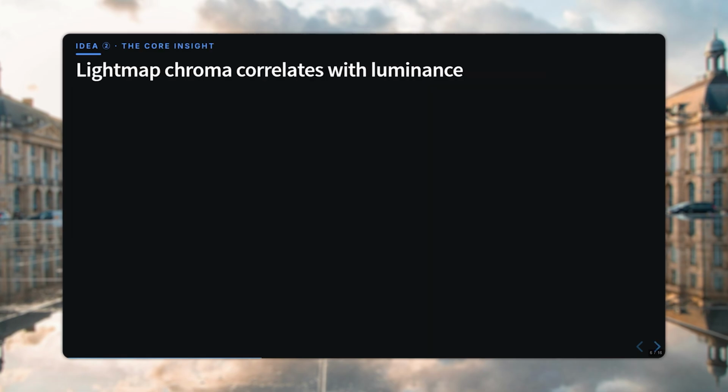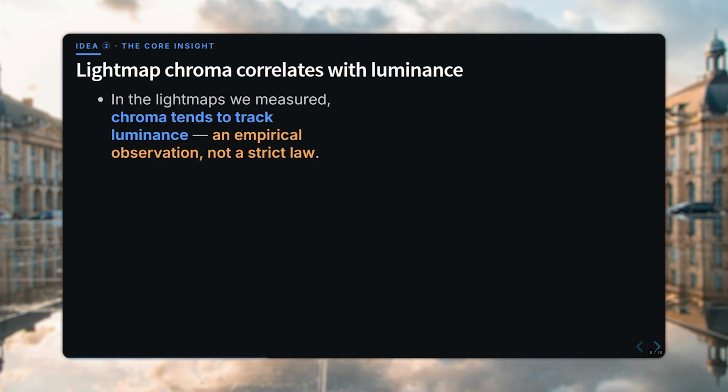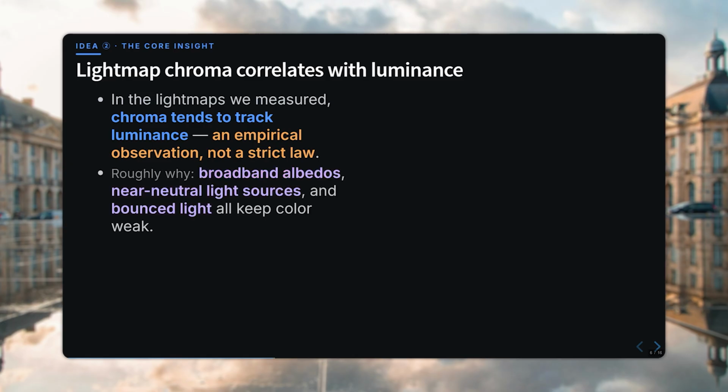Okay, now the core idea. Why is it that we can predict chroma at all? Well, in every light map we measured, the chroma tends to track the luminance. And I want to be upfront here. This is an empirical observation. It's not a strict law. Roughly, why does it happen?